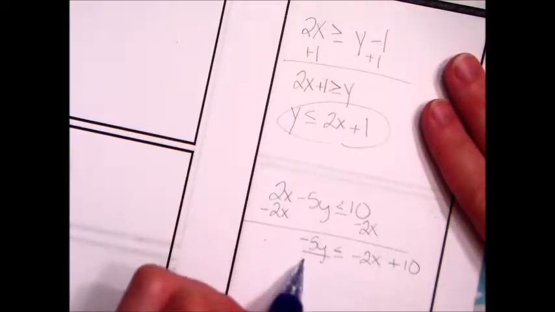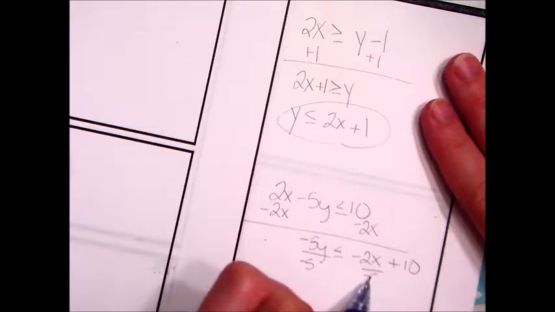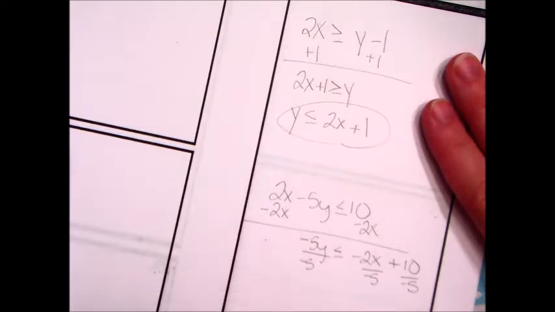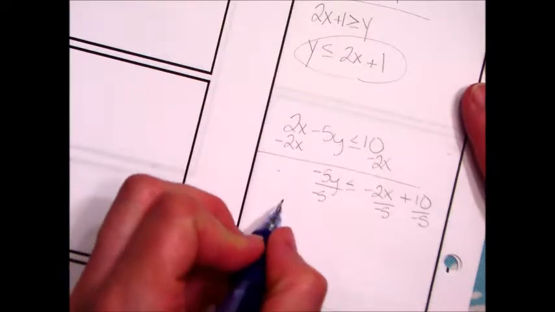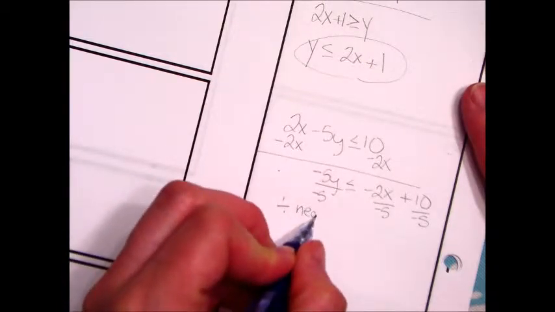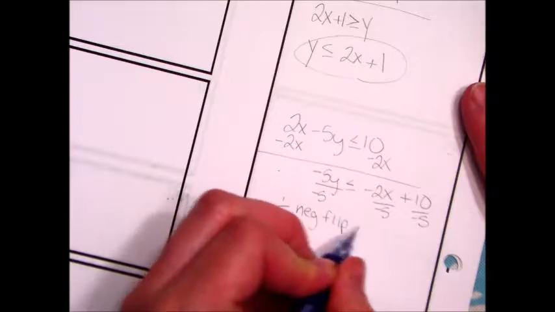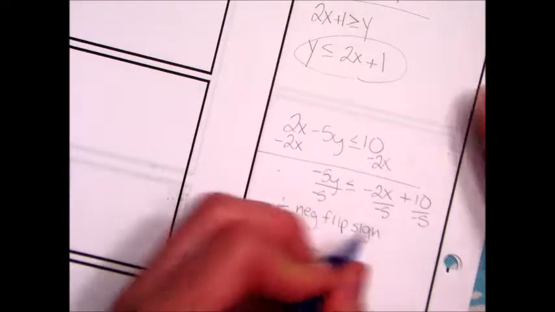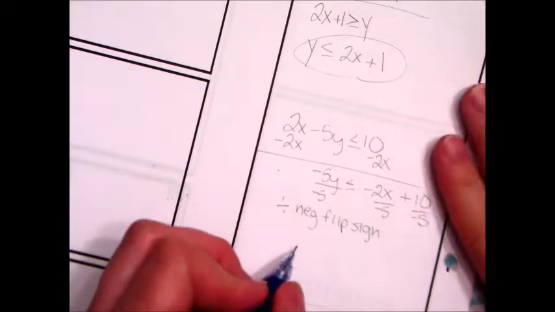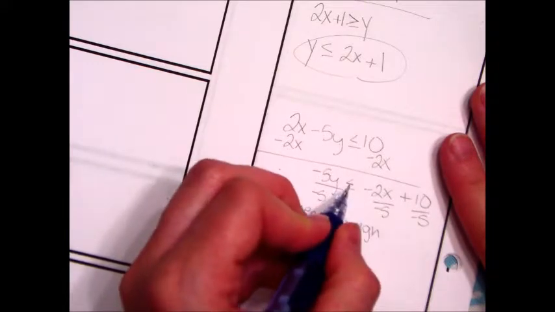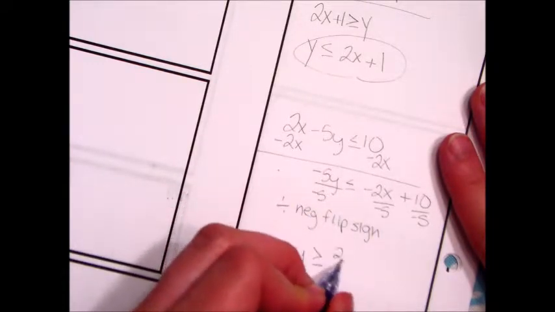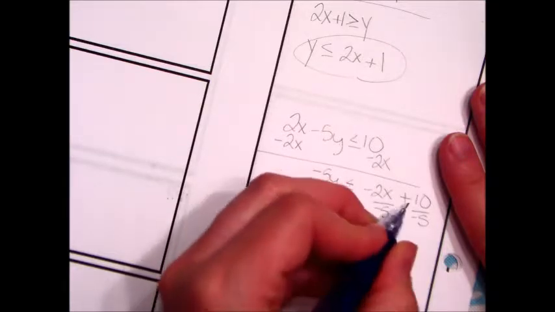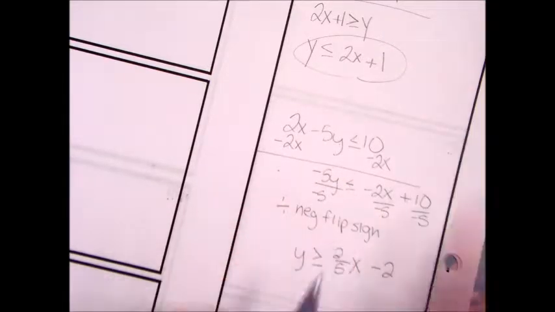Divide everything by negative 5. You will have to remember that when you divide by a negative, you will need to flip your sign. Divide by negative, flip sign. So that's going to be a positive y. You're going to change this to a greater than or equal to a positive 2/5 x, and that makes a negative 2 when you divide.